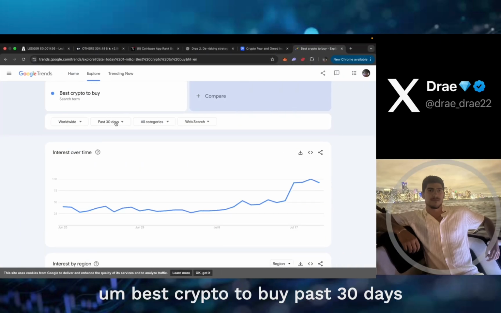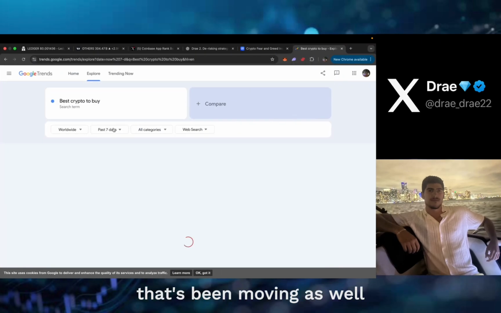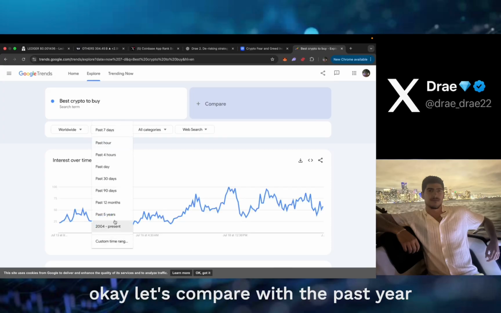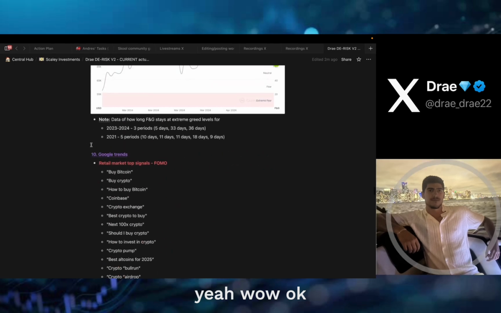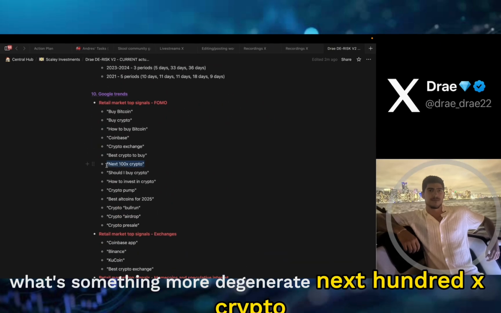Best crypto to buy, past 30 days. That's been mooning as well. Okay, let's compare it with the past year. Wow. Okay. What's something more degenerate? Next 100x crypto. Yes, please.